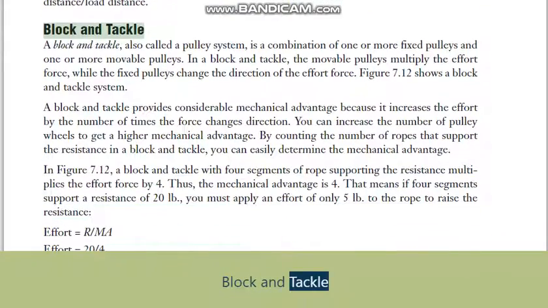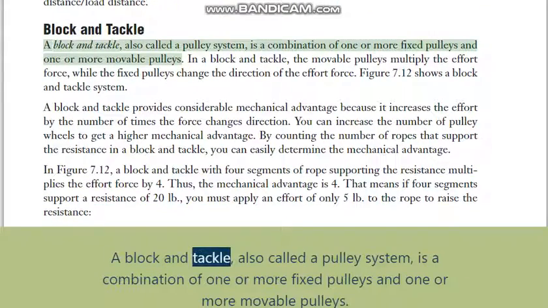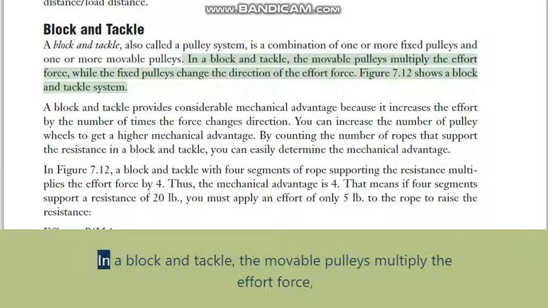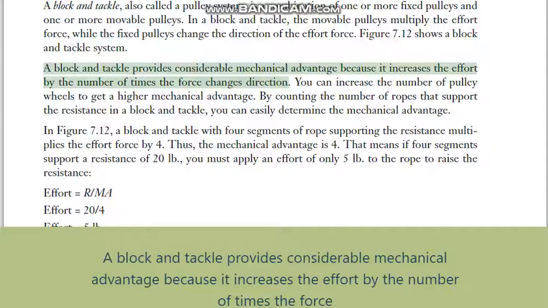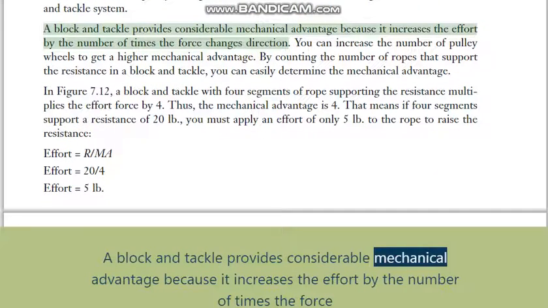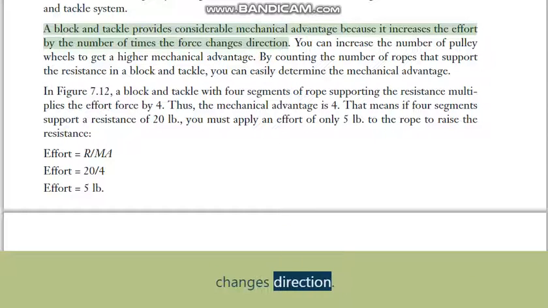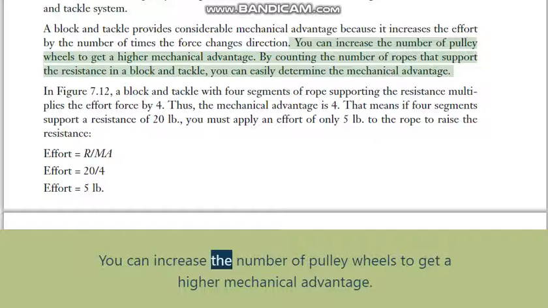Block and tackle. A block and tackle, also called a pulley system, is a combination of one or more fixed pulleys and one or more movable pulleys. In a block and tackle, the movable pulleys multiply the effort force, while the fixed pulleys change the direction of the effort force. Figure 7.12 shows a block and tackle system. A block and tackle provides considerable mechanical advantage, because it increases the effort by the number of times the force changes direction. You can increase the number of pulley wheels to get a higher mechanical advantage.